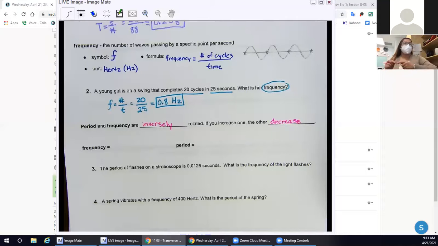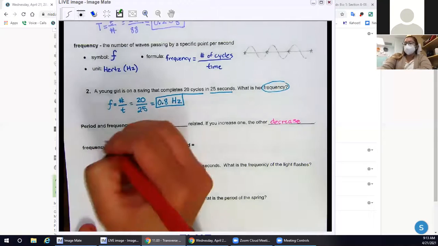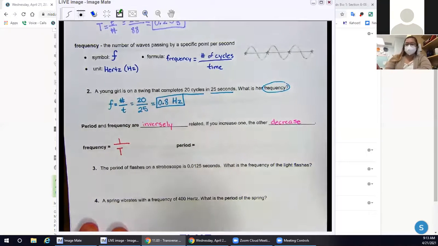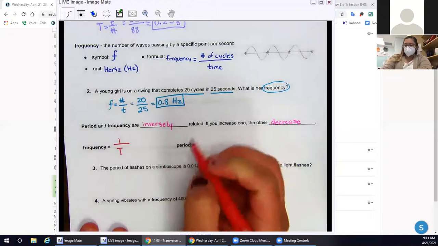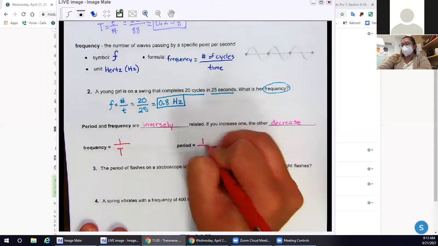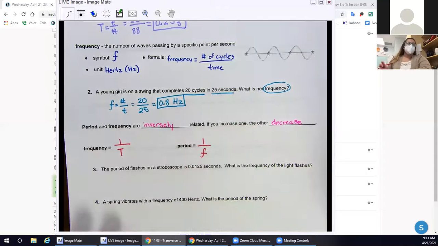So the formula for frequency is going to be 1 over period. And the formula for period is actually going to be 1 over frequency. And that's again because they're the reciprocal of the other. So we're allowed to do this because we're just flipping them upside down.